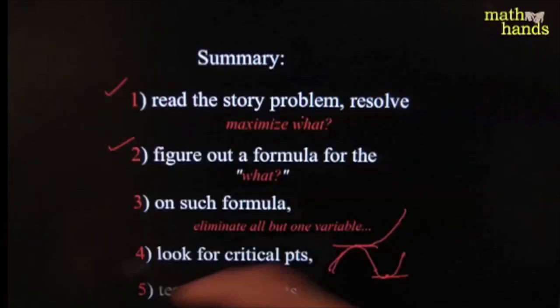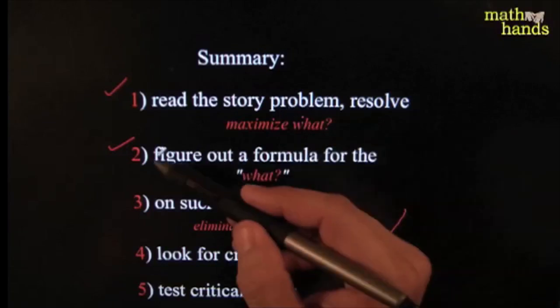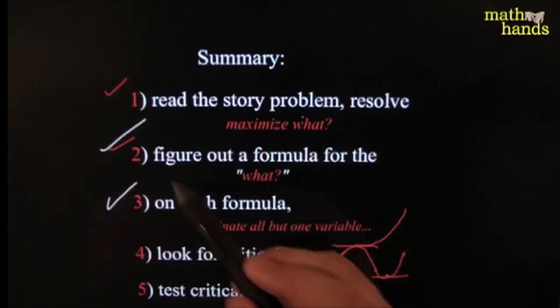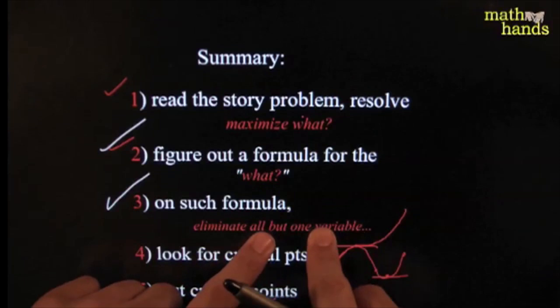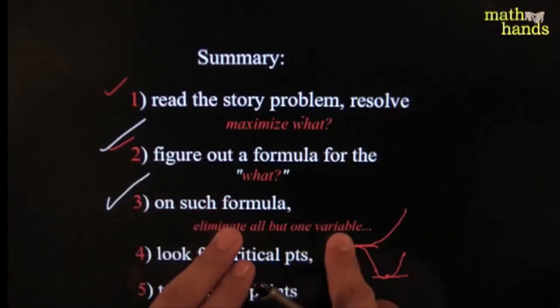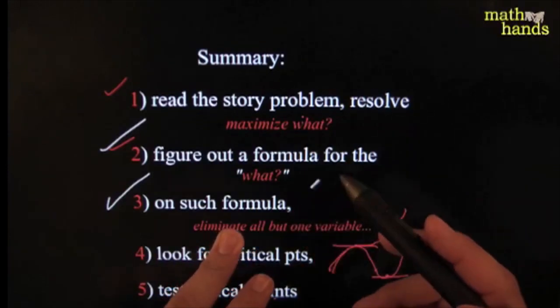That's the third step. Read the problem. Maximize or minimize what? Figure out a formula for what? Check. Eliminate all the variables but one? Check. You'll always have a hint. If you read the problem, if you think about it enough, you always have a hint that'll help you eliminate all the variables except one of them.